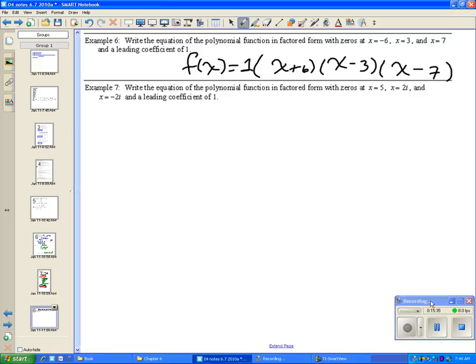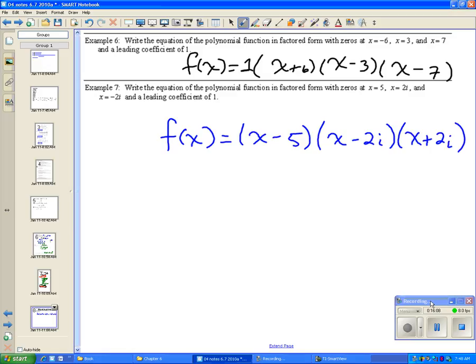Let's try example number 7. We're going to set it up the same way. Write the equation of the polynomial function in factored form with zeros x equals 5, x equals 2i, and x equals -2i, and a leading coefficient of 1. Do the same thing. f of x is equal to, well, x equals 5 as my zero says that x minus 5 is my factor. x equals 2i means x minus 2i is my factor. x equals -2i means x plus 2i is my factor. Technically speaking, with a leading coefficient of 1, that's my factored form, but that's ugly. I don't want factors with i's in it.